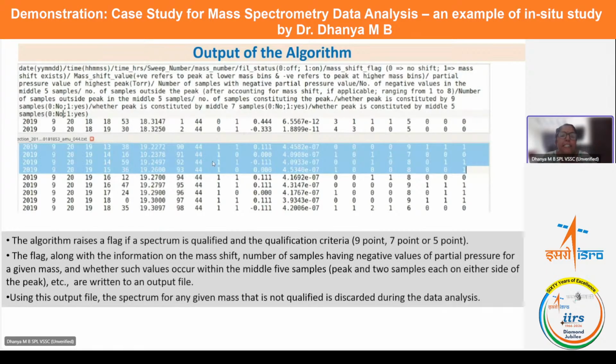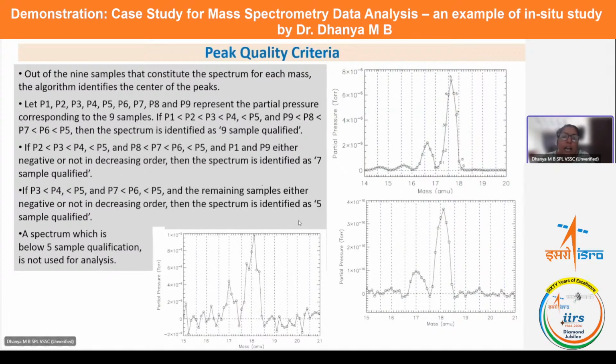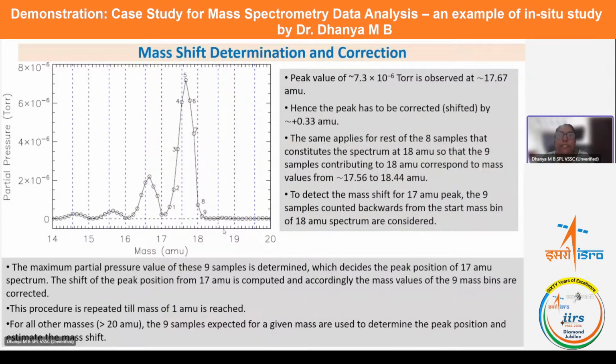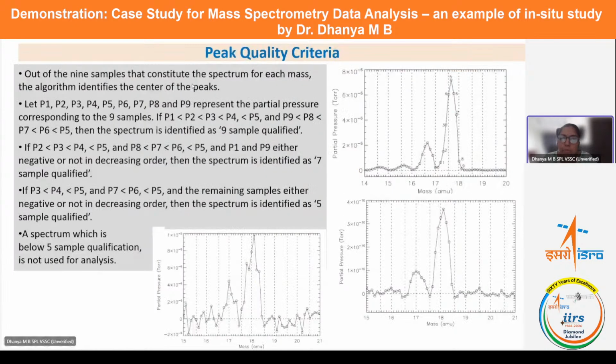So this is the final data. After this is the date and time: year, month, day, hour, minute, second, and then which mass bin, what mass shift is observed, and what the partial pressure is. Once we correct for the mass shift and identify the qualified peak, we use the peak value for later analysis. So in 18 AMU, this particular value, which is a peak value, is something like 7 times 10 to the minus 6. This value will be used for later analysis.